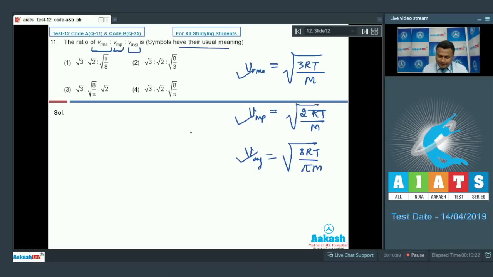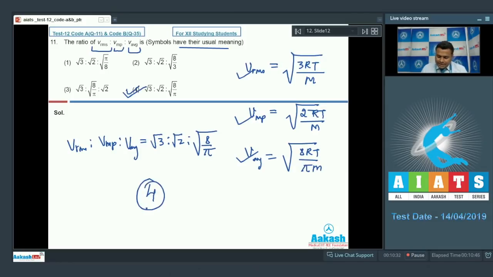So the ratio will be V_RMS is to V_MP is to V_average, given by RT by M, RT by M, RT by M will be cancelled out. So root 3 is to root 2 is to under root 8 upon pi. So after looking at the options, we can say that option number 4 is absolutely correct. So we'll go with option number 4.